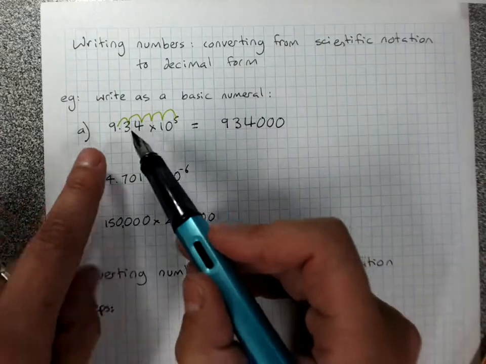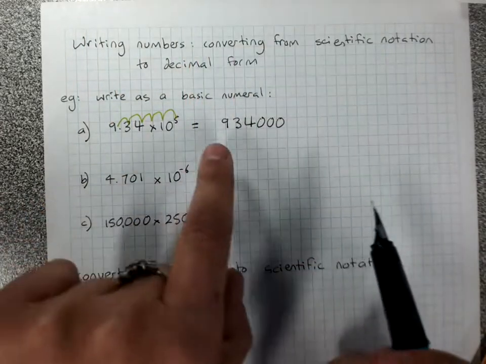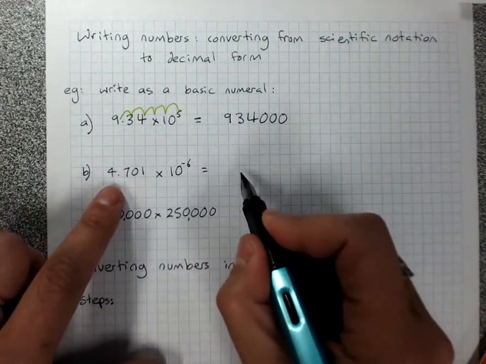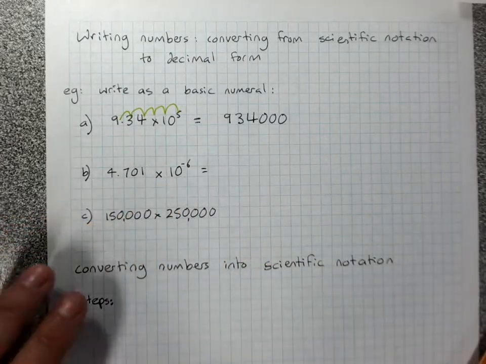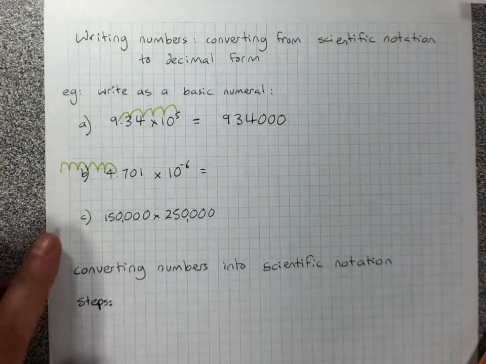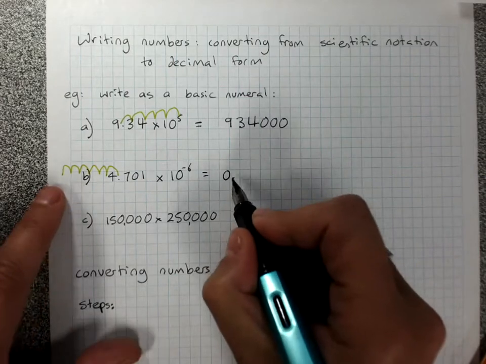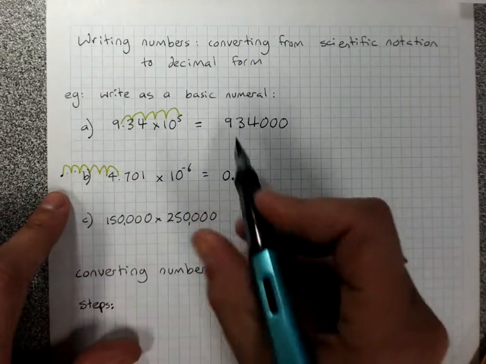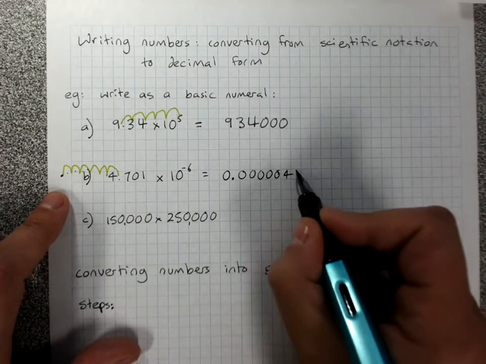Do make sure though that you don't just stop there. This is not an answer. You've got to write it as a normal number. This one, 4.701 times 10 to the negative 6. We're going to go 1, 2, 3, 4, 5, 6. That means I'll need my leading 0, my decimal point, which ended up here, 1, 2, 3, 4, 5 zeros, then 4701.